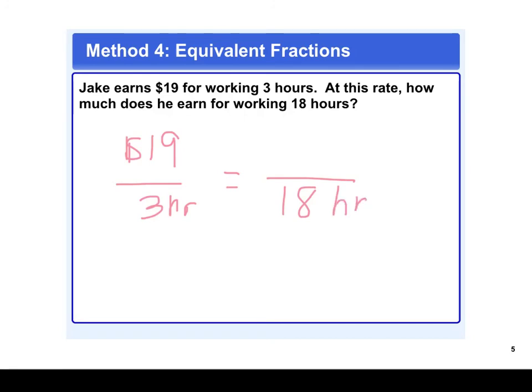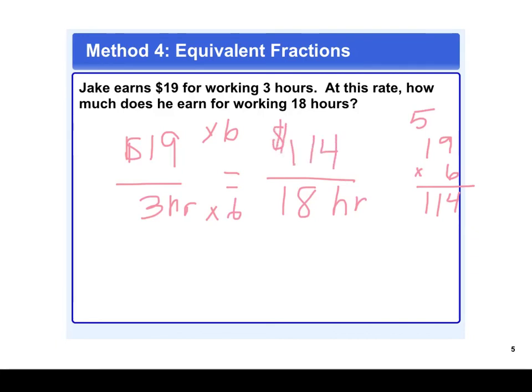What I had to do to the number 3. I had to multiply it by 6. I know from equivalent fractions that whatever I do to the denominator, I also have to do to the numerator. So I'm going to do 19 times 6, so I'll find some spare room on my paper. 6 times 9 is going to be 54. 1 times 6 will be 6, plus 5 is 11, so it will be $114.